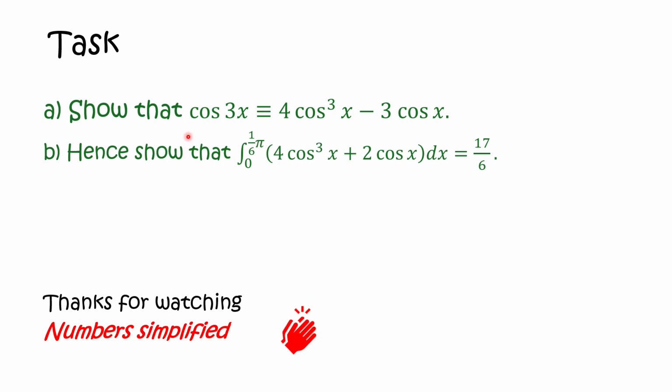If you've made it thus far in the video, congratulations. I leave you with the following task. A. Show that cosine 3x is equivalent to 4 cos cubed x minus 3 cos x. B. Hence show that the integral from 0 to 1 over 6 pi of 4 cos cubed x plus 2 cos x dx is equal to 17 over 6.